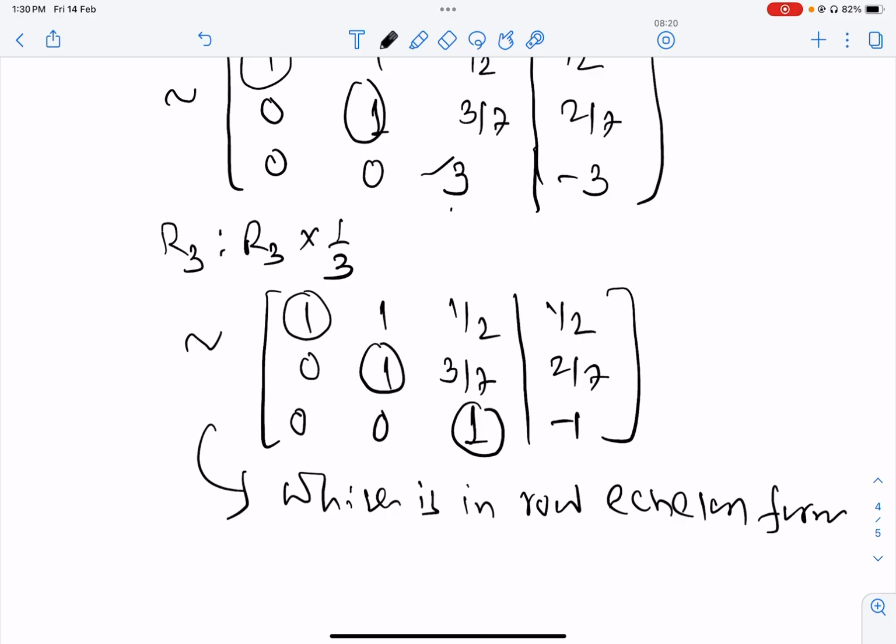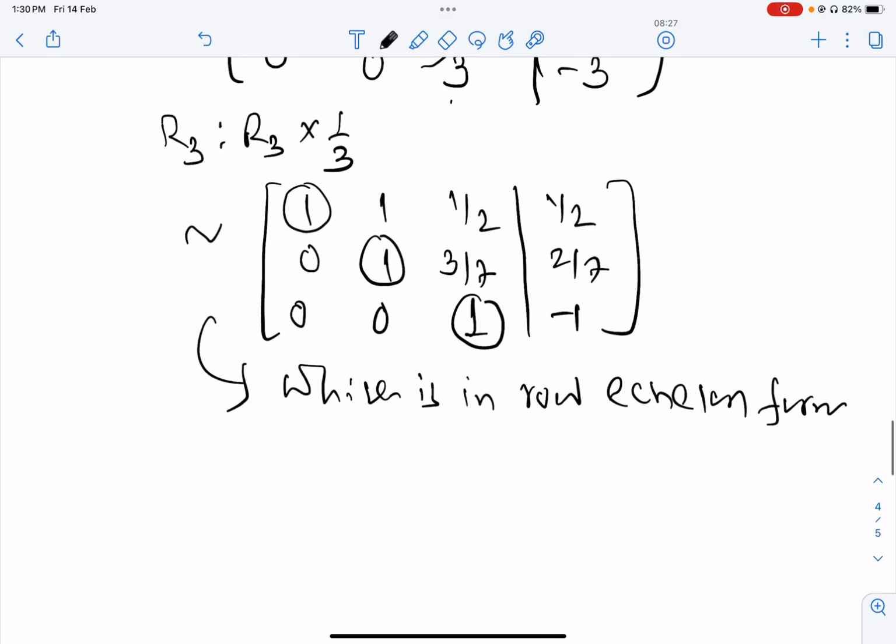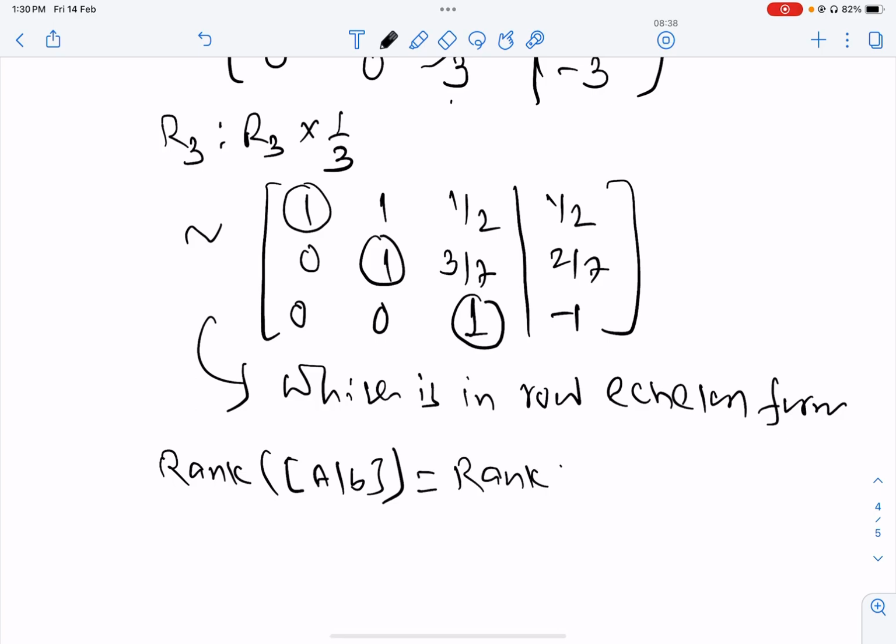Now let us check the rank of this augmented matrix, then the rank of A. Just hide the last column, then you will have the rank of A. You can see the first is non-zero, the second also non-zero, the third also non-zero. So rank of AB is 3, and rank of A is also 3.